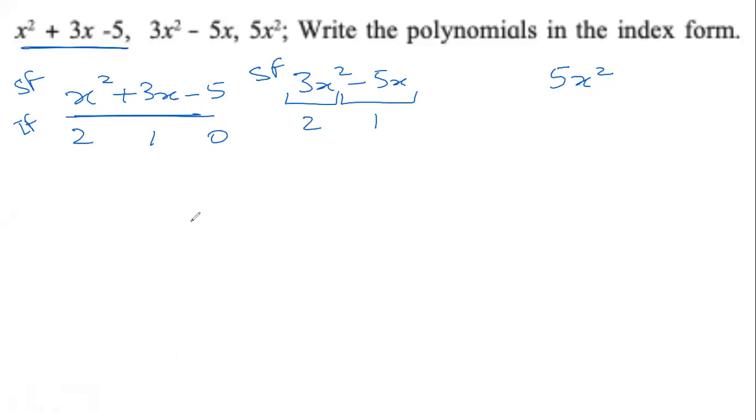So we have to include a term. How will we do that? 3x square minus 5x plus 0x to the power 0. Or we can also write 3x square minus 5x plus 0. So we have added the 0, but we have not changed the polynomial, because adding 0 doesn't make any difference. Only the form has changed. The polynomial has not changed.